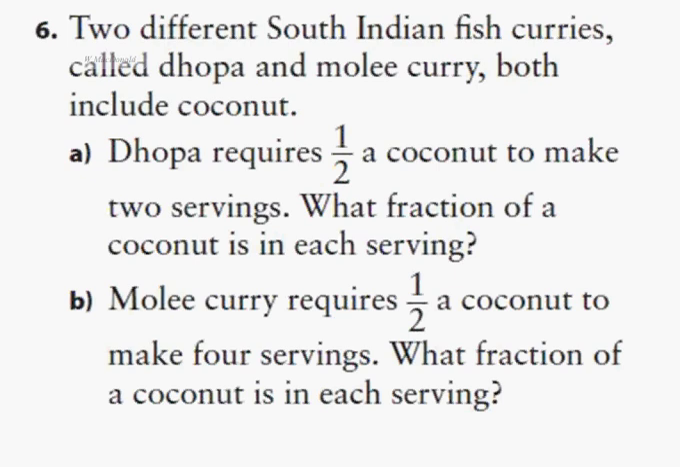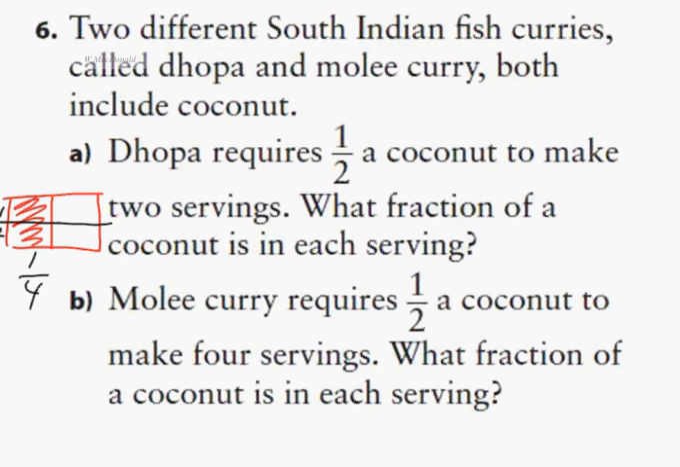Okay, so here's the coconut. I'm going to make this rectangle coconut. So that is representing how much of a coconut you need to make this curry. But the curry makes 2 servings. This is serving 1 and serving 2. So what part of the coconut is in each serving? 1/4. Because it was 1/2, now it's broken up into 4 parts. 1/4 of a coconut is in each serving of dopa.